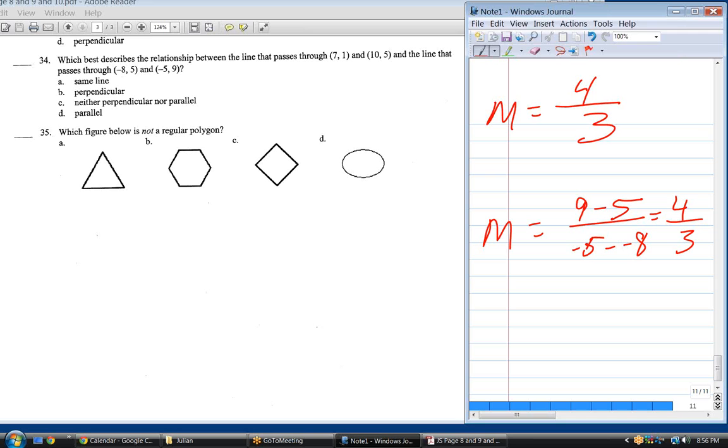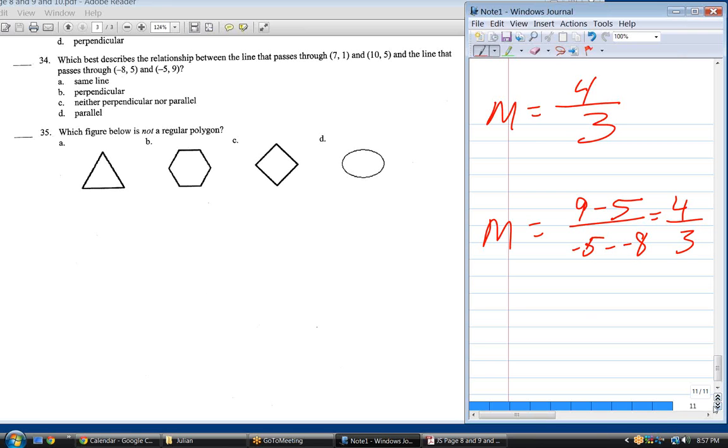Okay. So either they're the same line or they're parallel. So the question is, how can we tell whether they are the same line or they're parallel lines? Well, I guess we need to come up with the equation of the line, because I don't think we can automatically assume they're not the same line.